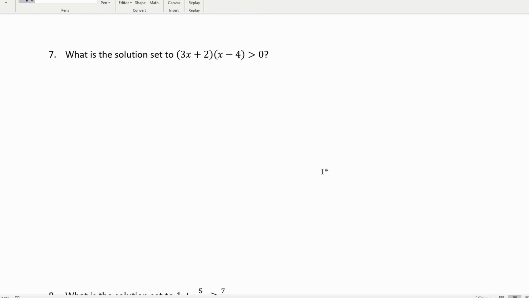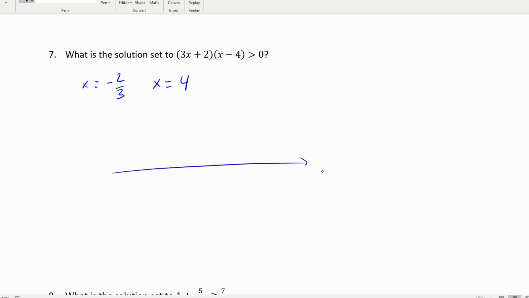All right, here we want to see what is the solution set to (3x plus 2) times (x minus 4) greater than 0. So I want to see where this function is going to be greater than 0. In order to do this, we're first finding the zeros of this function. My zeros would be negative 2 divided by 3, negative 2/3, and x minus 4 equal to 0, which gets me x equals 4. And all I need to do is make my handy dandy sign chart.